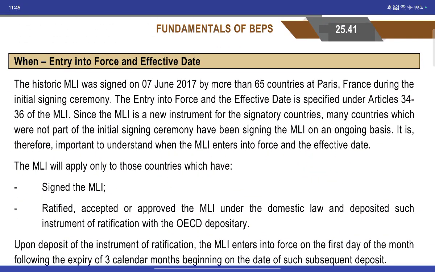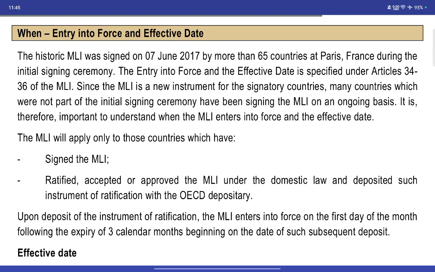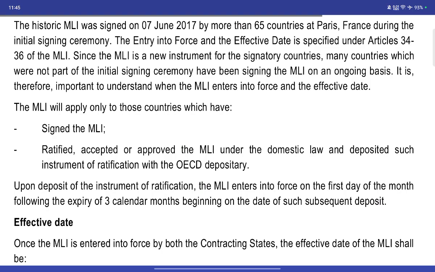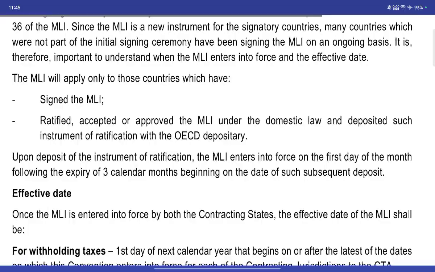The historic MLI was signed on 7th June 2017, with more than 85 countries participating. France, during the initial signing ceremony, entered into force of effective date of significant Articles 34 and 36 of the MLI. Since the MLI is a new instrument, many countries that were not part of the initial signing ceremony have been signing the MLI on an ongoing basis. It is therefore important to understand when the MLI entered into force and its effective date.